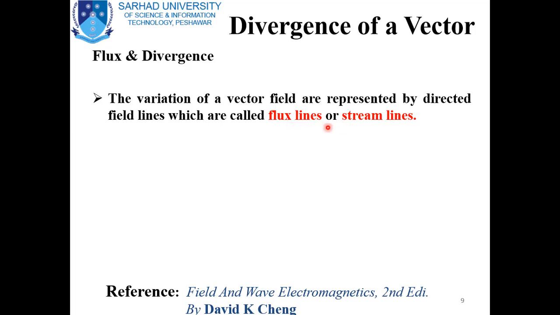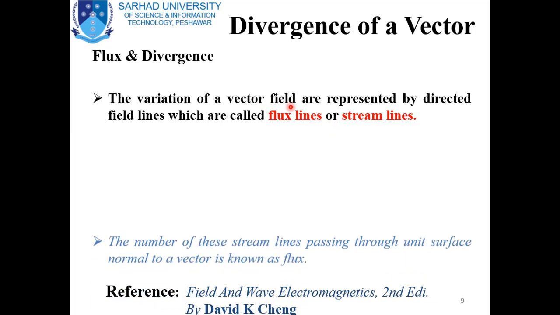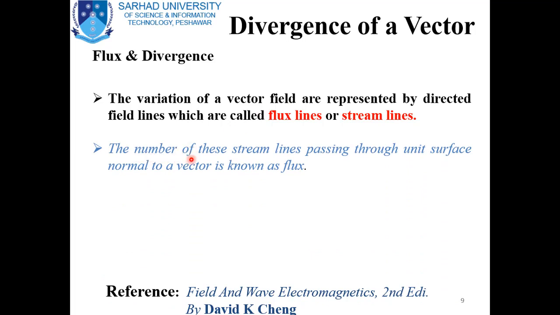So the flux lines or the streamlines will represent vector field lines, and the number of these streamlines passing through a unit surface normal to a vector is known as a flux. That is, if we make a relation between these flux lines with a unit area, then the product of the vector field and the unit normal area is known as flux. For example, electric field lines passing through a unit area is known as electric flux.